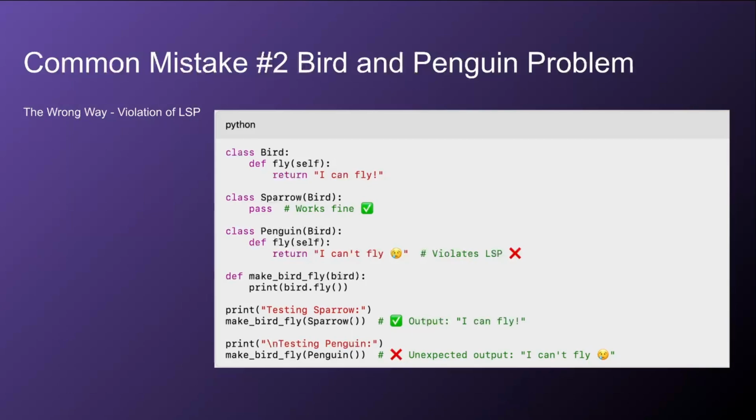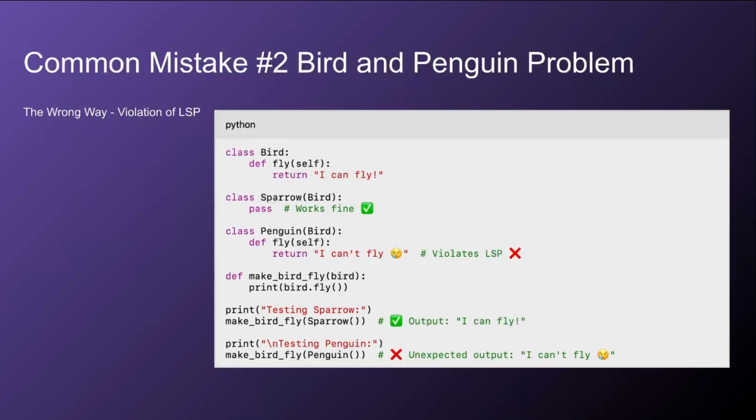Okay, so this looks good at first. There was one function in my program, make_bird_fly. It takes any bird and it calls bird.fly and the bird flies. So this is the expected behavior of this function. When I tested it with a Sparrow, it was returning "I can fly", which was the expected behavior because every bird should fly as per the parent class declaration.